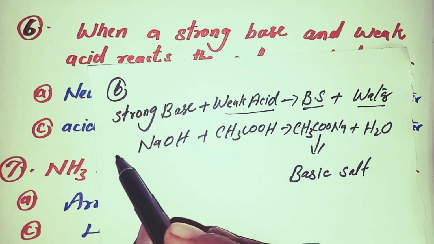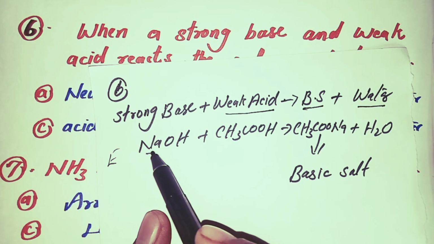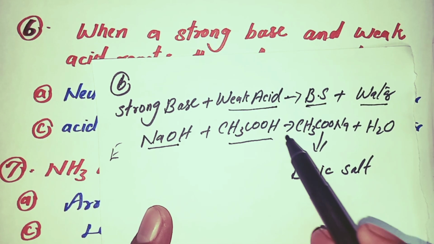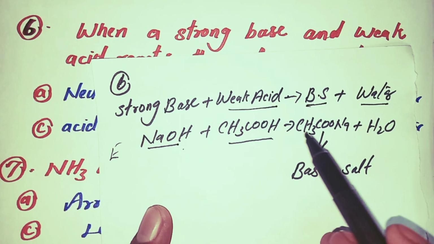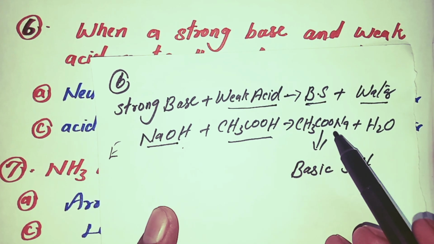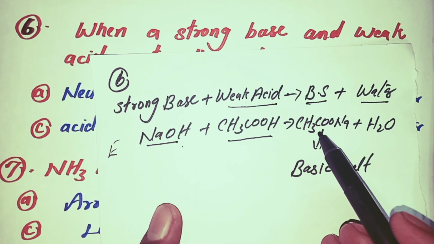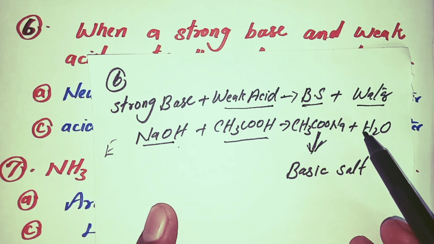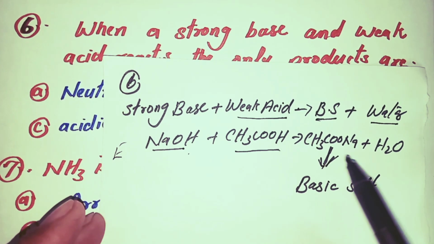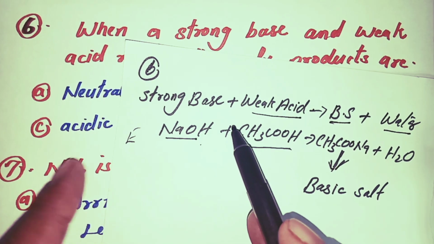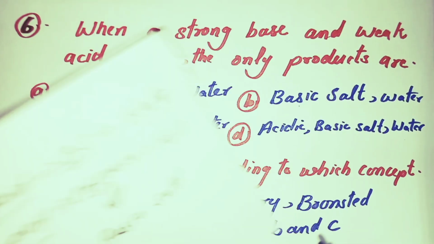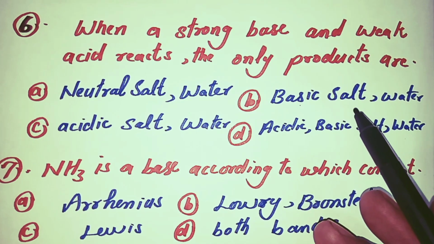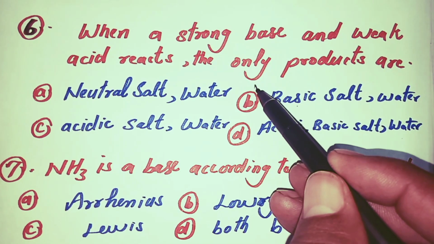Here the example of strong base is sodium hydroxide, and the weak acid is acetic acid, and when they react with each other, they form sodium acetate, and sodium acetate is the basic salt along with water. So when a strong base and weak acid react with each other, they form the basic salt and water. So here the option B is correct.